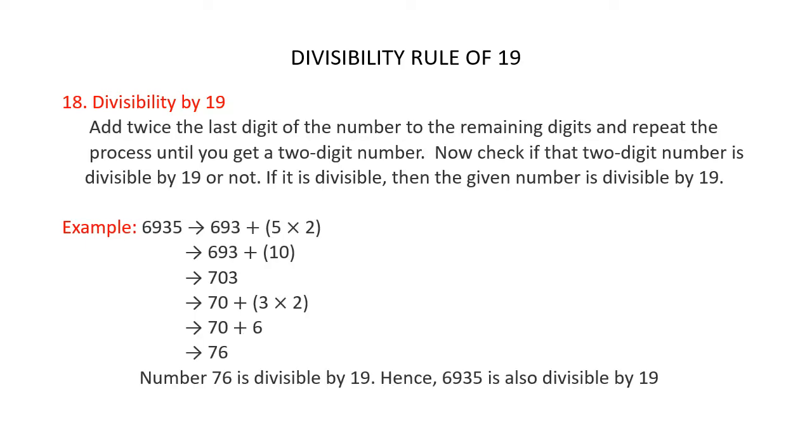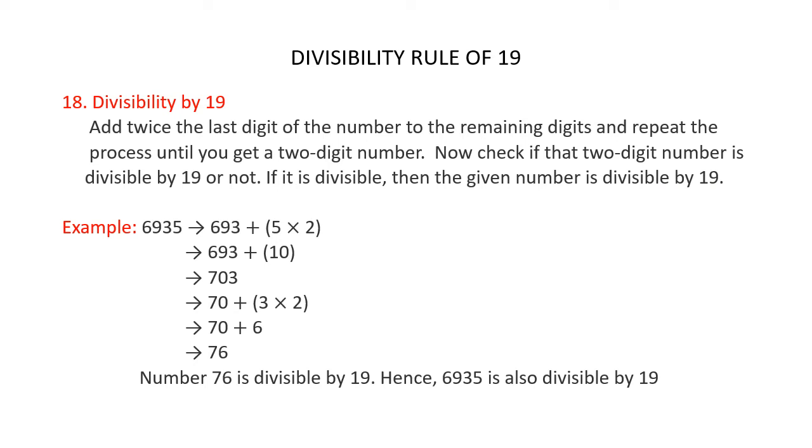Divisibility rule of 19. Add twice the last digit of the number to the remaining digits and repeat the process until you get a two-digit number. Now check if that two-digit number is divisible by 19 or not. If it is divisible, then the given number is divisible by 19.